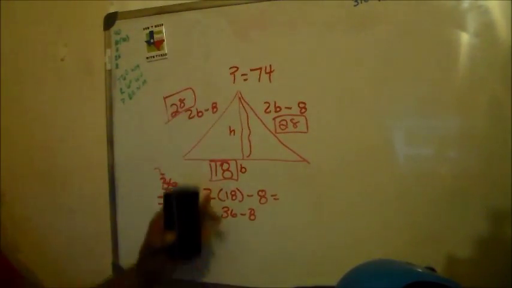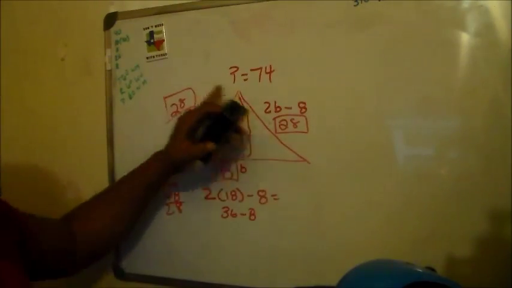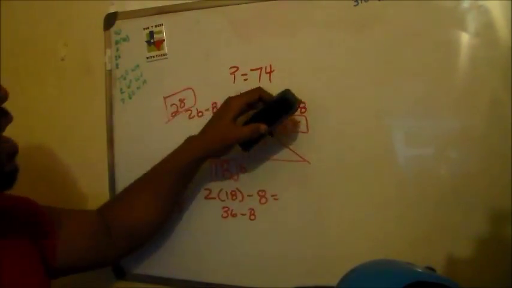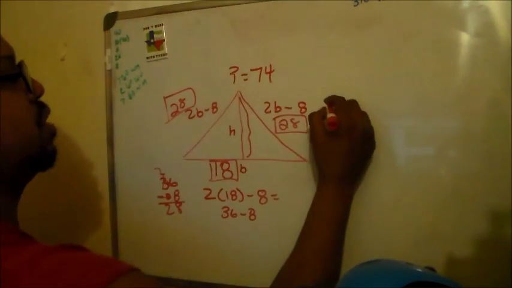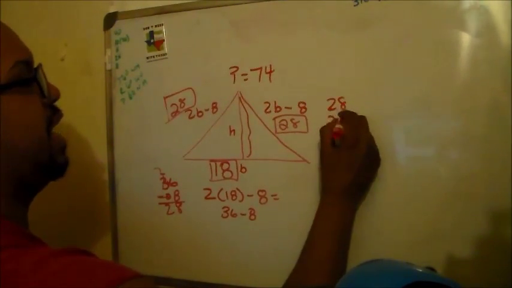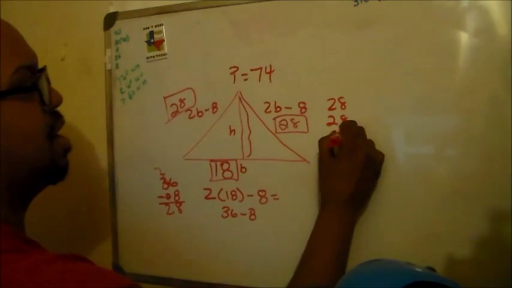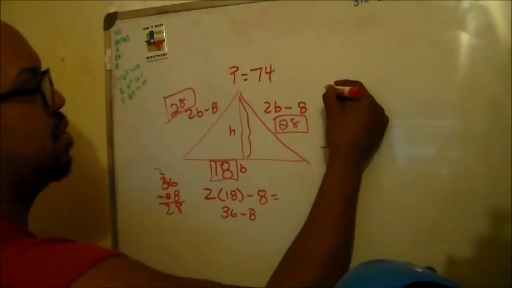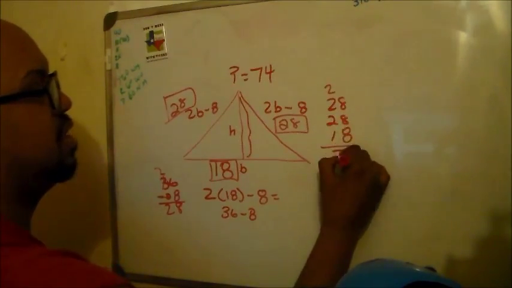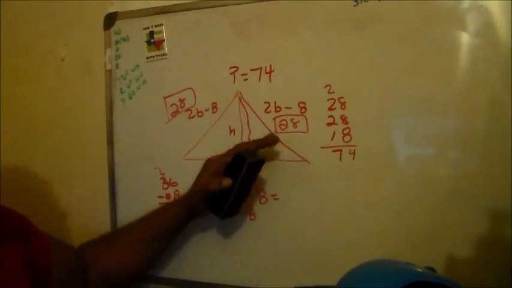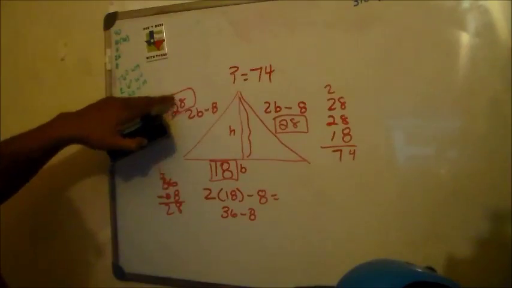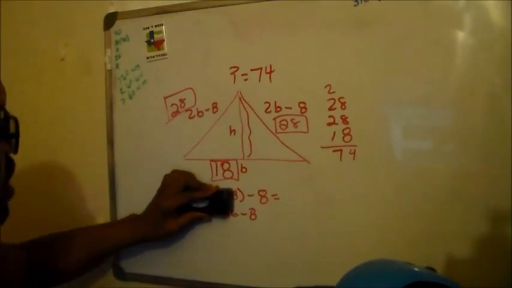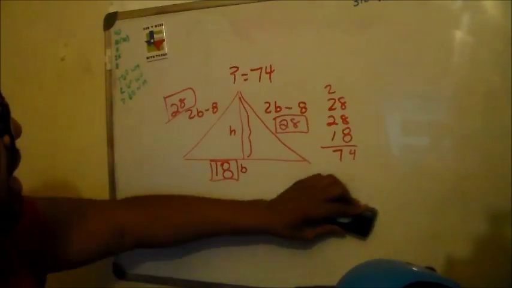Now, what we have to do is go back and test. We have to add up all three sides to make sure that it equals the perimeter, which is 74. So 28 plus 28 plus 18. 8 plus 8 is 16, plus 8 is 24. Carry 2, 2, 6, 74. Voila. So we just found all three sides. Now we're not done yet because the question asked us, what is the height?